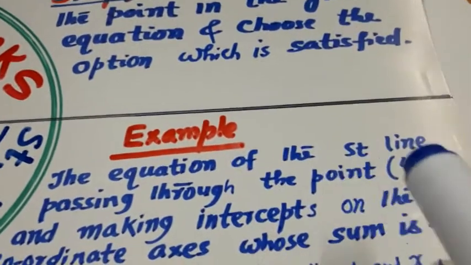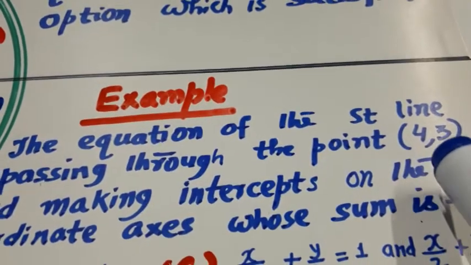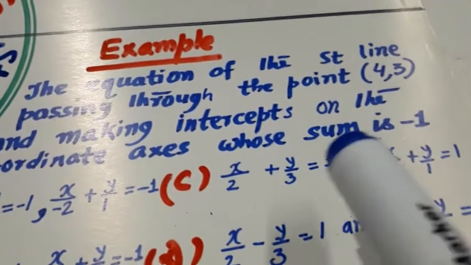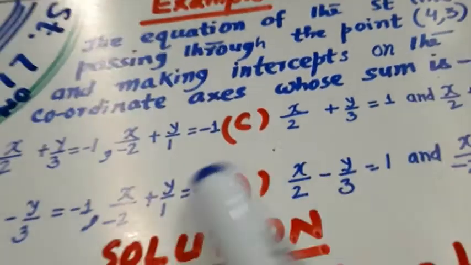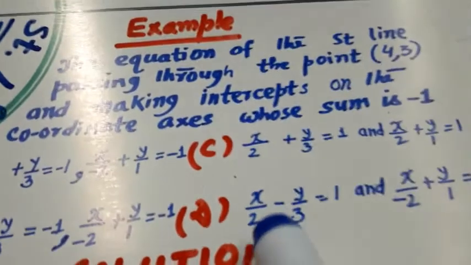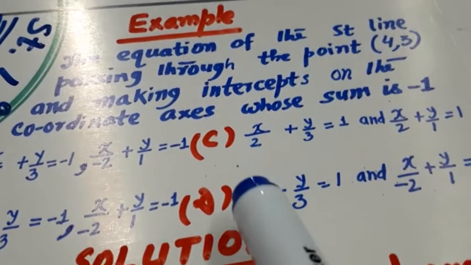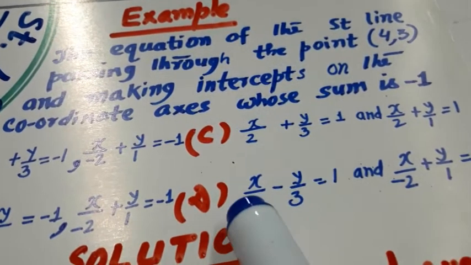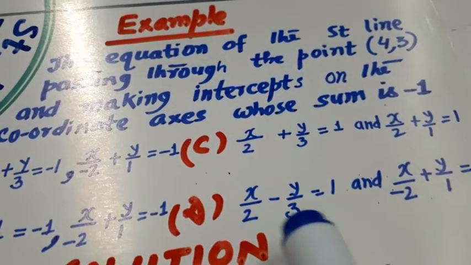The equation of the straight line passing through 4, 3. Point is 4, 3. And making intercepts on the coordinate axis whose sum is minus 1. Now you put 4, 3. These are the four options. Now look here at option D, put 4 in place of x, 3 in place of y. 4 by 2 is 2. 3 by 3 is 1. 2 minus 1 is 1. Satisfied.